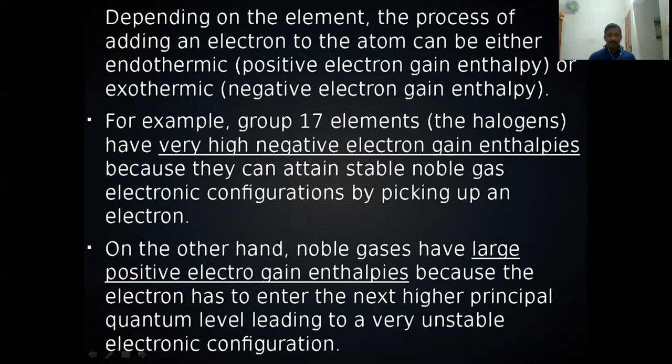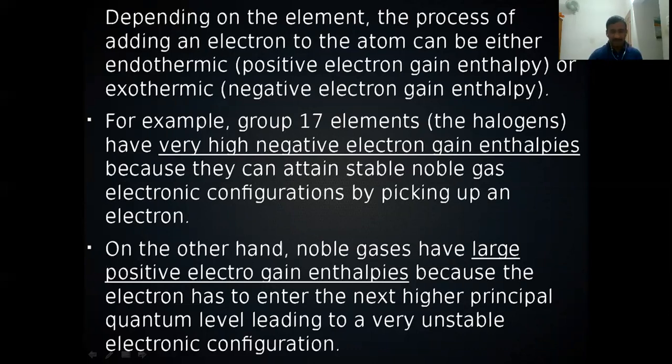On the other hand, noble gases have large positive electron gain enthalpy. Why? Noble gases have a stable configuration. They are highly stable. If you add one electron to a noble gas, that will go to an unstable state, meaning a high energy state. If you want to change it from a stable state to a high energy state, surely you have to supply energy. If the system is getting energy, if the system has a gain, we will indicate it with a positive. So it has a positive electron gain enthalpy.